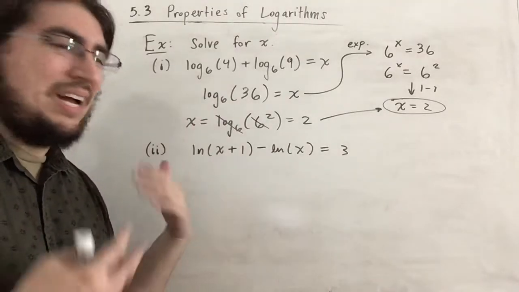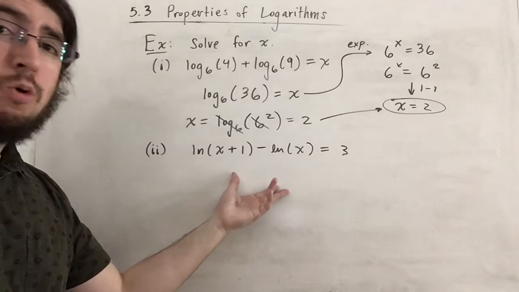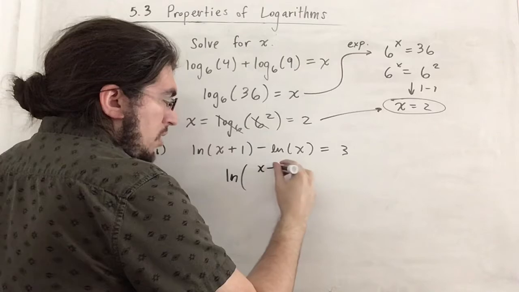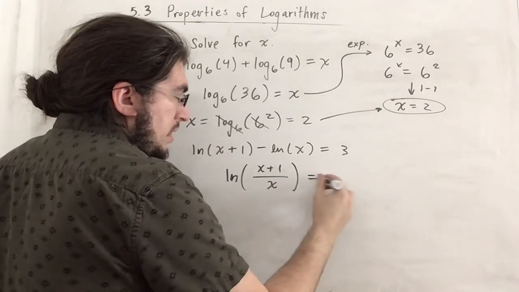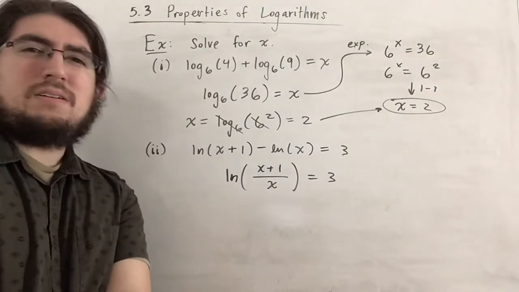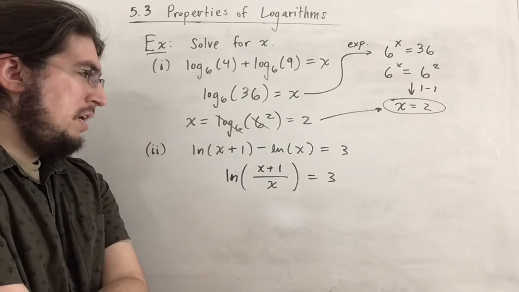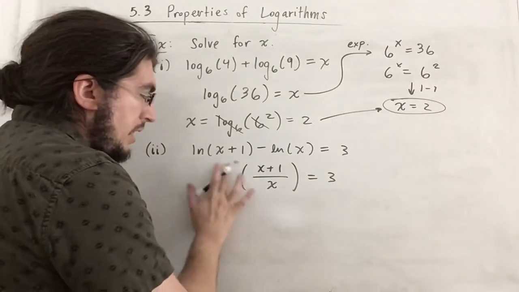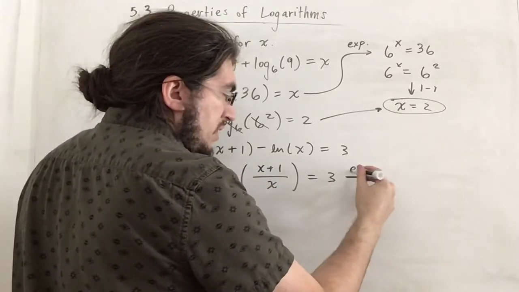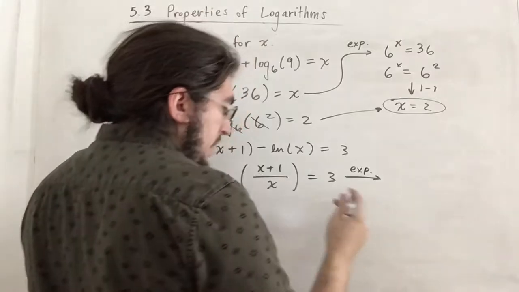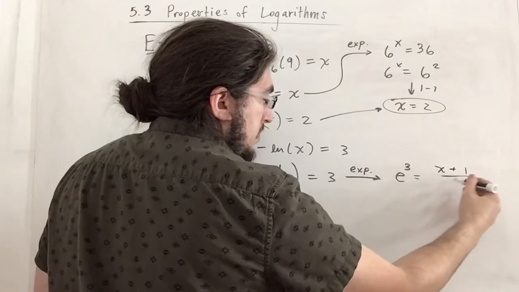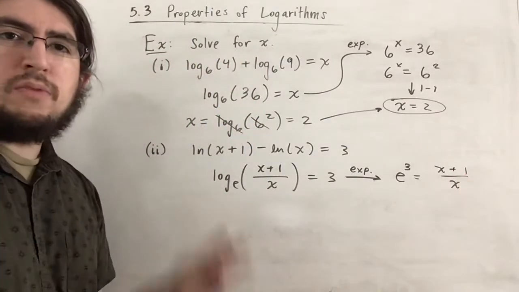Well, anyways, moving on. I kind of went on a tangent there. I'm going to use the quotient rule here in reverse to write this as ln of the first one over the second one is equal to 3. And now what? There's a few ways I could take this. Remember, ln means log base e, so if you want to replace this with log base e, we certainly can do that. And if you want to convert this to exponential, you can write that e to the 3 is equal to the inside, x plus 1 over x. Cross multiply, move things around and solve for x.